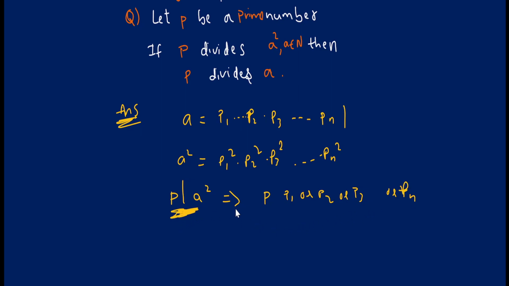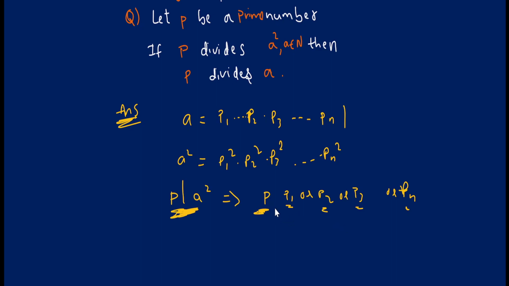If p is dividing a square, we can reduce the search space for p. Initially, p can be any real number, any natural number, or any complex number or anything. P can be anything. But when you know that p divides a square, we can reduce the possibility space for the p, which brings p to either p1 or p2 or p3 or pn. P should be one of these following n numbers.